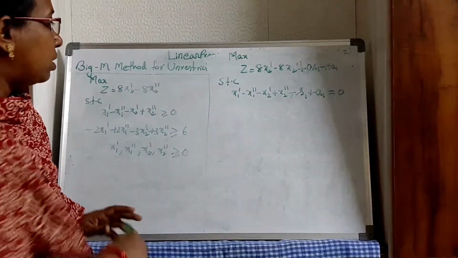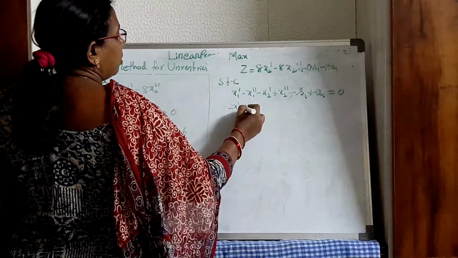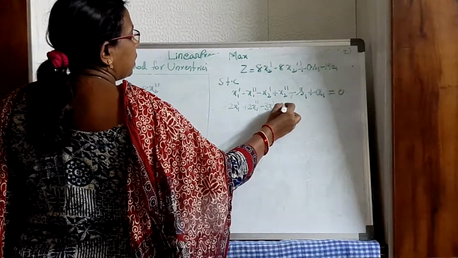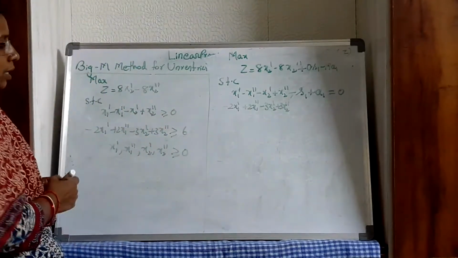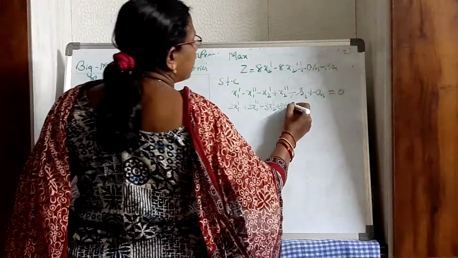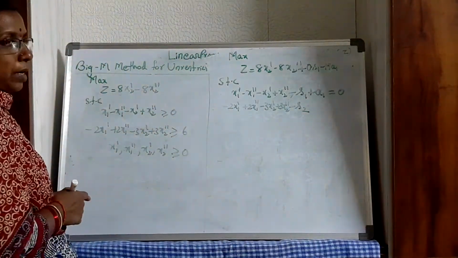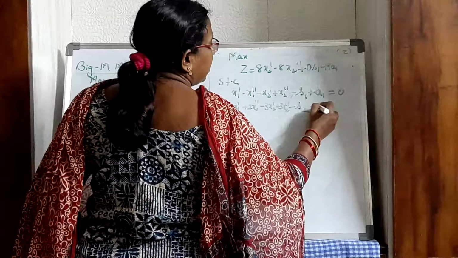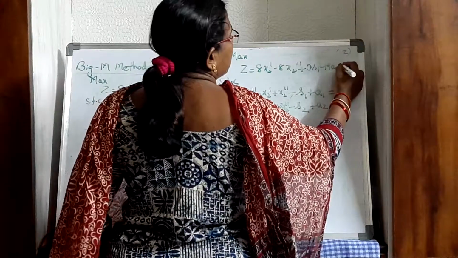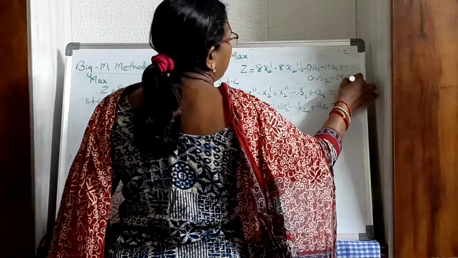Similarly, now the second constraint. What is the second constraint? Minus 2x1' plus 2x1'' minus 3x2' plus 3x2''. Again, this is a greater than or equal to type of constraint, so here I need to subtract a surplus variable again. I'll write this as minus S2, and because I am subtracting a surplus variable, I'll add another artificial variable A2, and this is equal to 6. Now in the objective function, correspondingly I'll write plus 0 into S2 minus M into A2.